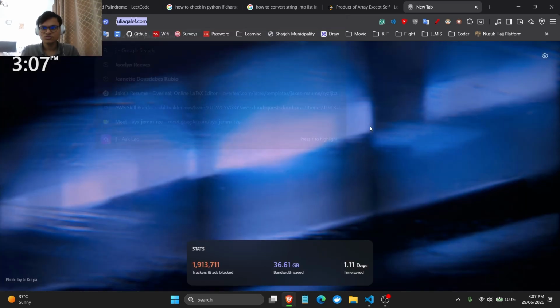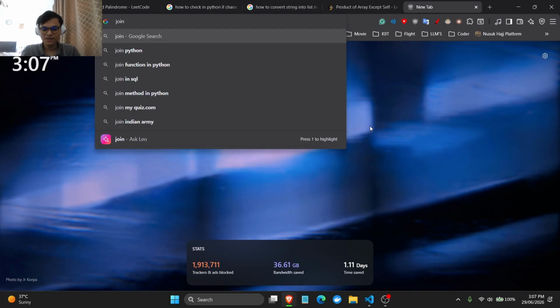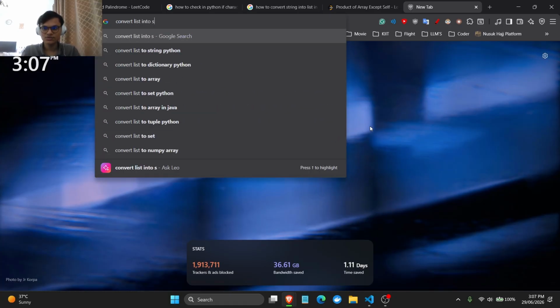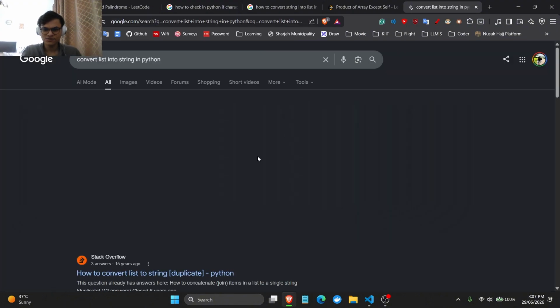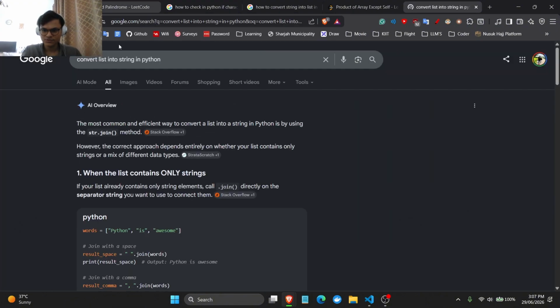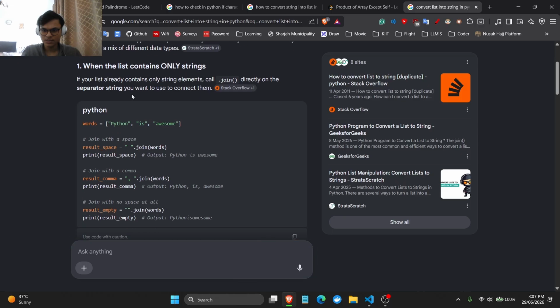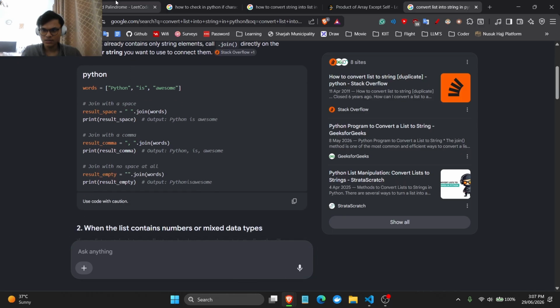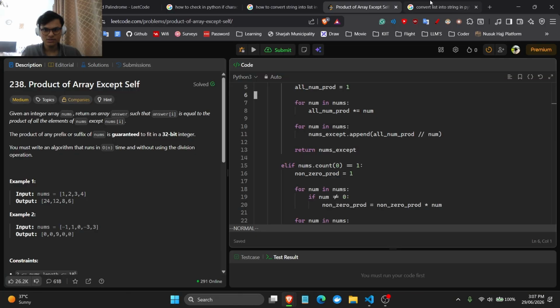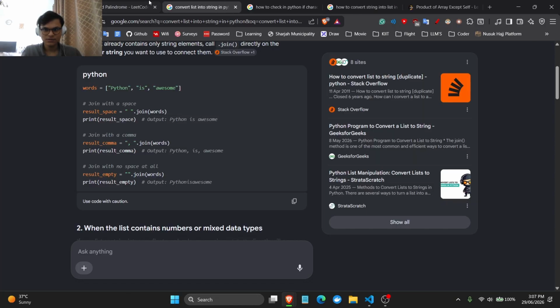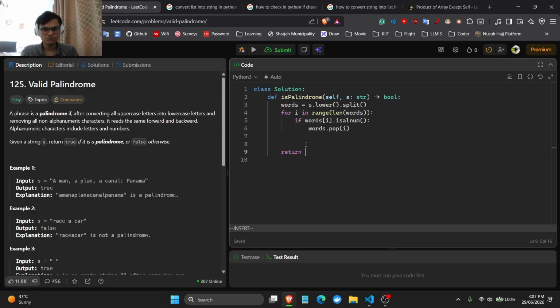Join. I'm checking everything. Convert list into string in Python. I guess it's just join. Yeah, so it's str.join. Okay. Okay, how is it? Dot join words is equal to dot join words dot reverse. Let's run that.